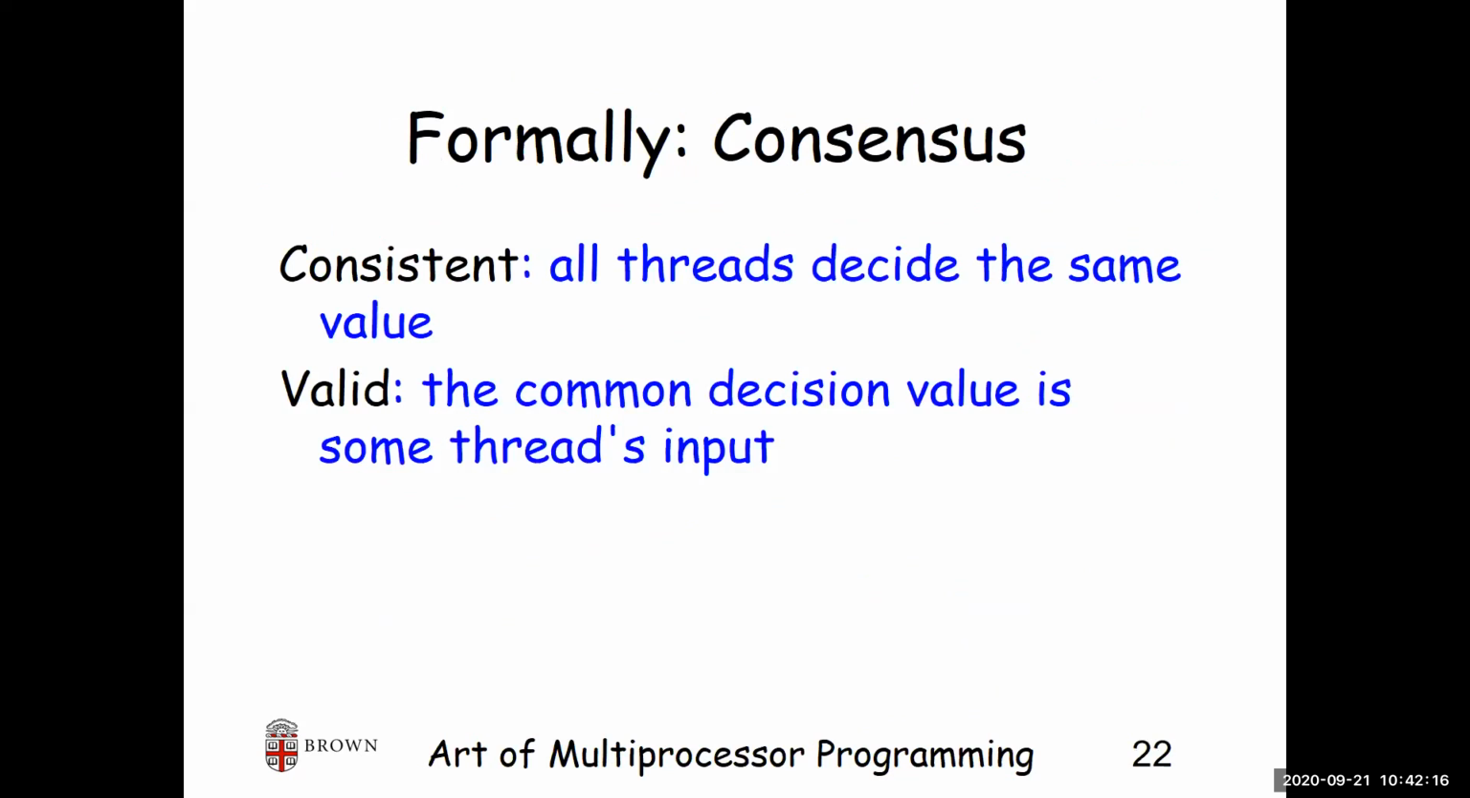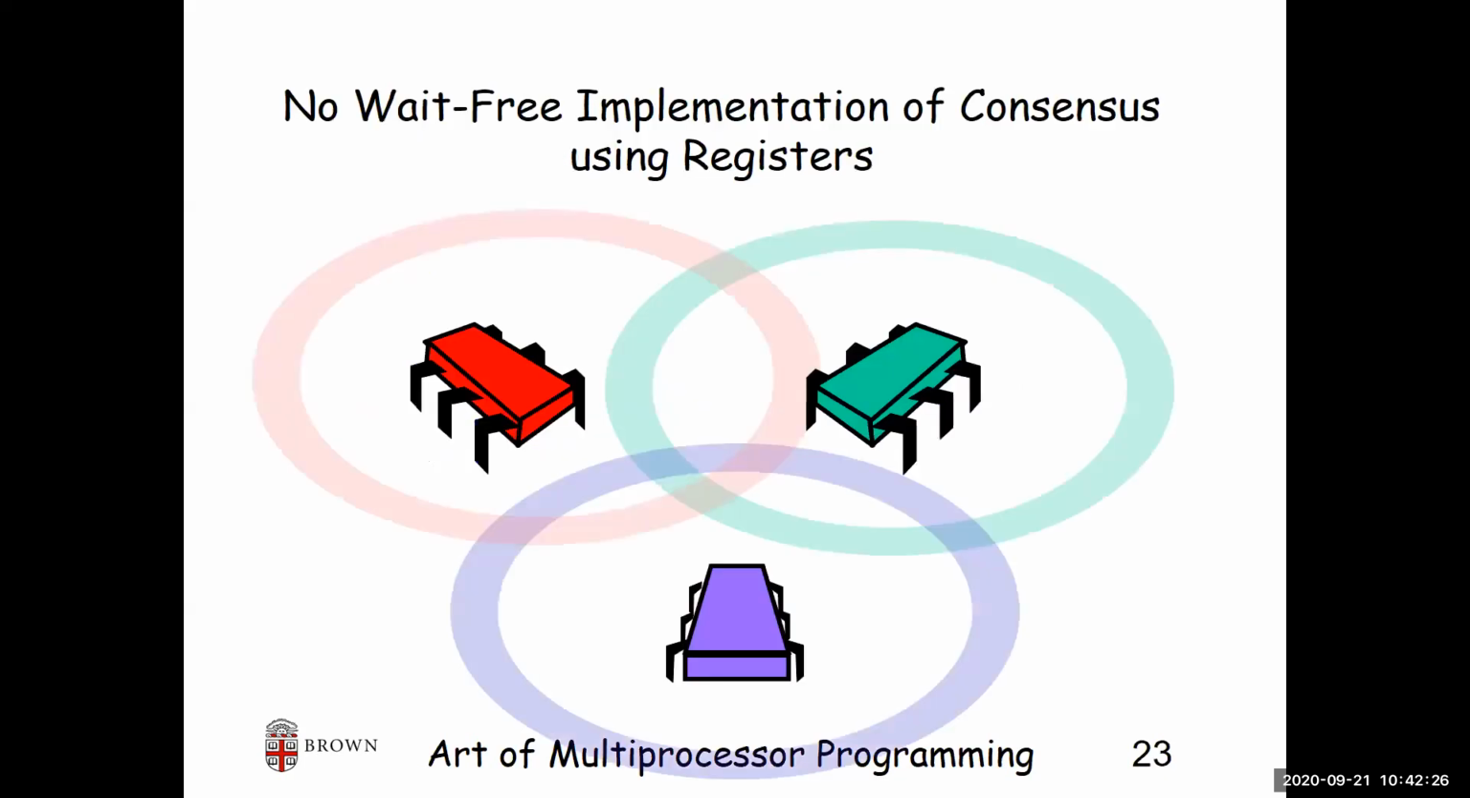Okay, and formally, to be consistent, all threads decide the same value, and the common decision value is one of the thread's input. Okay, but there is, and we're going to say that there's no wait-free implementation of consensus using registers. So this is an important thing to pay attention to, the wait-free implementation, right?